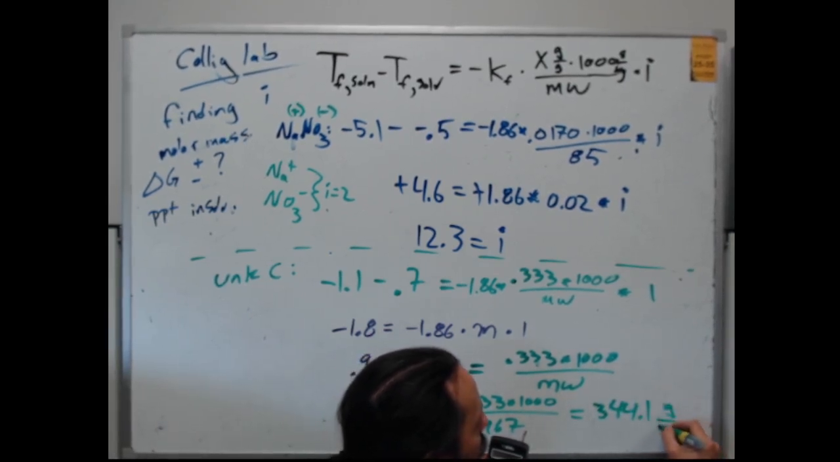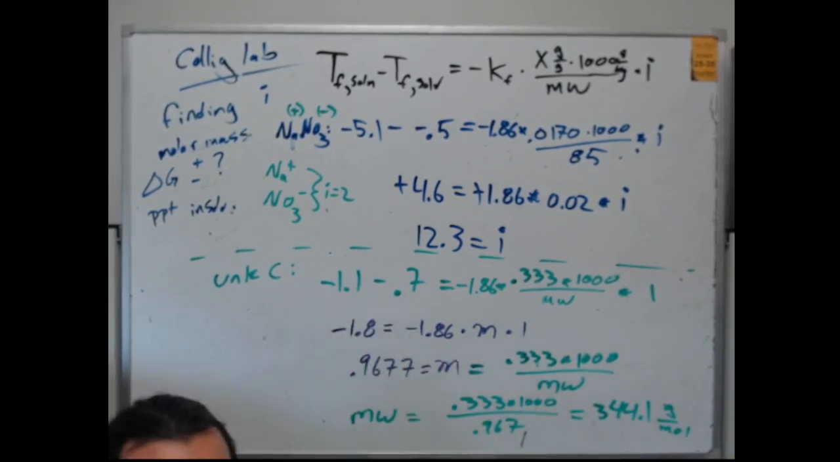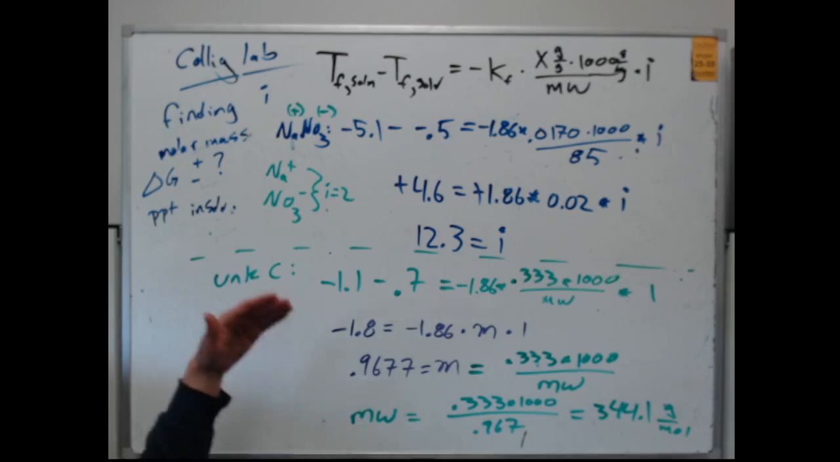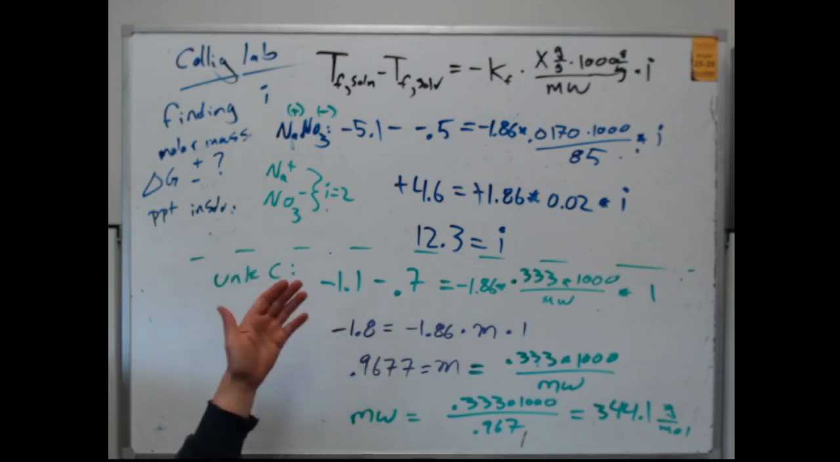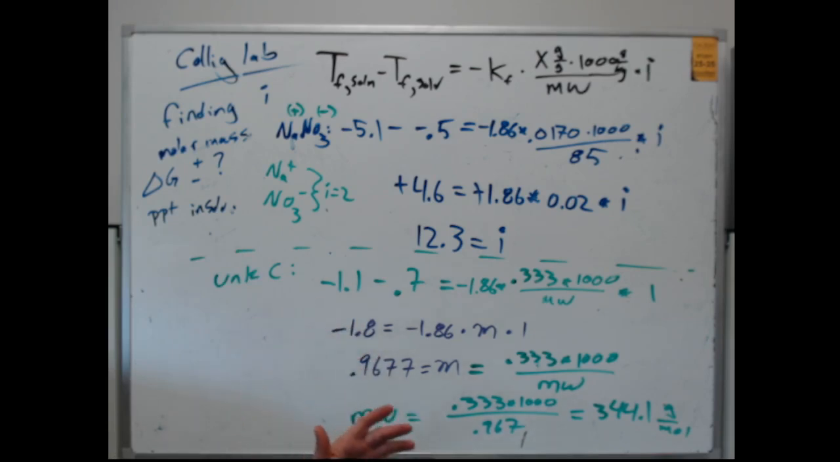344.1 grams per mole. Now, when I do it on the board with all of you, it looks real easy, right? I've done this class a bunch of times. If you had done this class 8 times, you'd be able to do it pretty easily as well. It's easy when I do it on the board because I have this flow of thought, these things that I'm thinking about as I'm going through it.